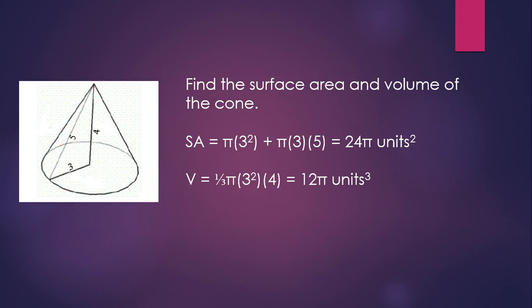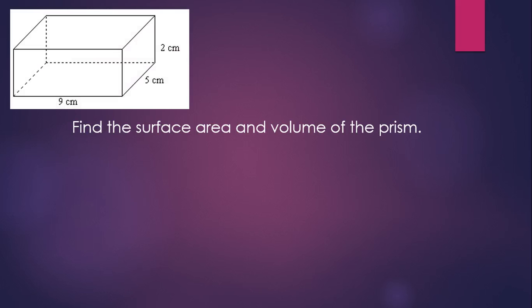For the volume, we need 1/3 times the base area times the height, which is 1/3 times pi r squared times the height of 4, which is 12 pi cubic units. Find the surface area and volume of the prism.